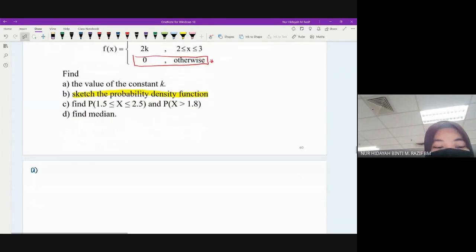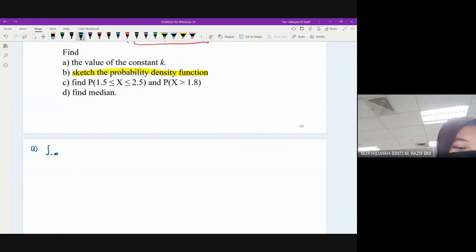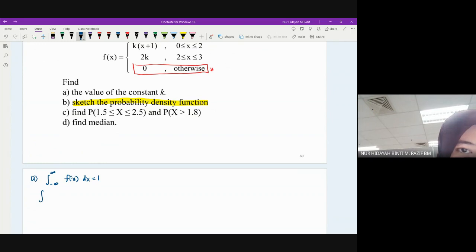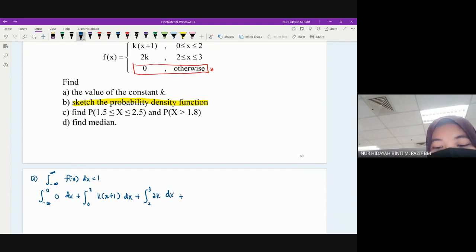Okay, untuk cari k di sini ingat kita tahu the integral from negative infinity to infinity of your small fx dx should be equal to 1. Jadi di sini kita boleh separatekan integral tersebut menjadi integral from negative infinity to 0, fungsinya adalah 0 dx. Jadi ditambahkan dengan integral from 0 to 2, fungsinya adalah k x tambah 1 dx. Ditambahkan dengan integral from 2 to 3, fungsinya adalah 2k dx. Ditambahkan dengan integral from 3 to infinity, kosong dx, semua sama dengan 1.